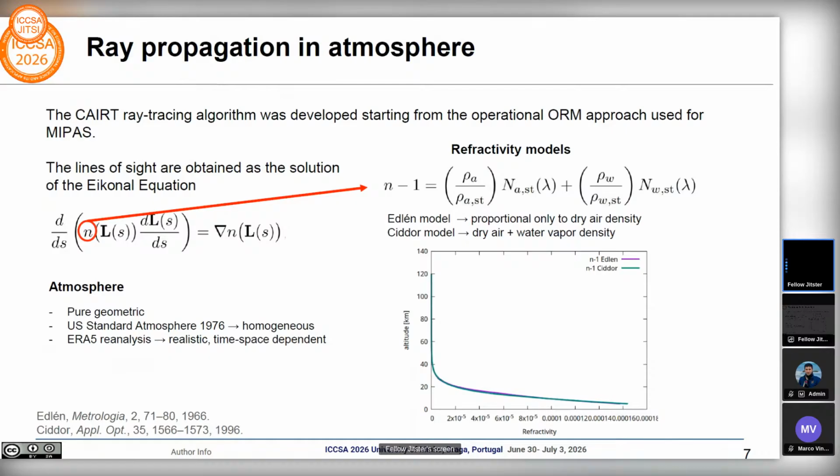Then in our code, we implement 3 cases for the atmosphere. We consider a pure geometric model in which we do not consider the atmosphere at all, a US standard atmosphere as a constant atmosphere, and then an atmosphere from analysis data of ERA5 that we consider as the true atmosphere, so a more realistic and time-space dependent atmosphere.